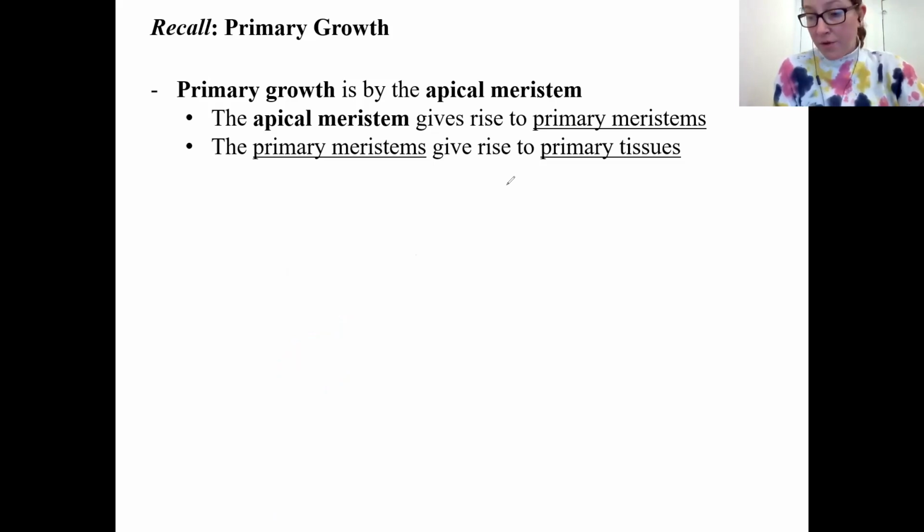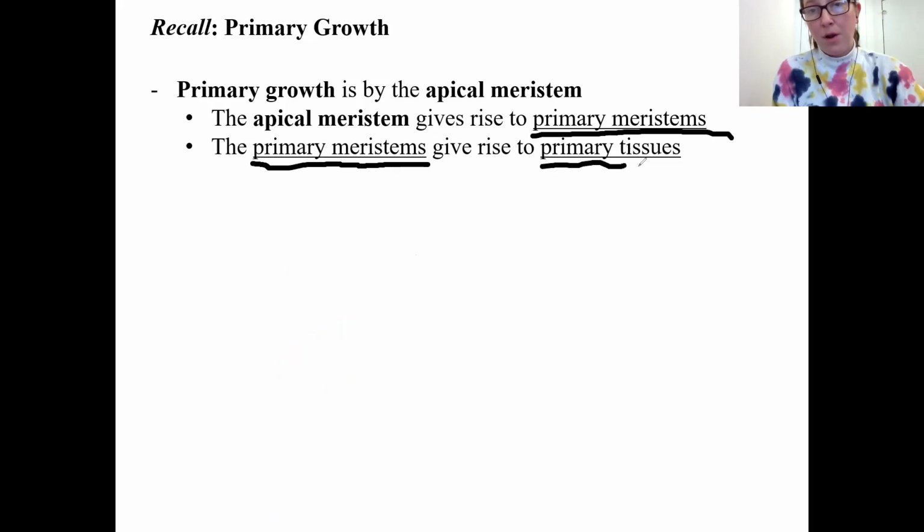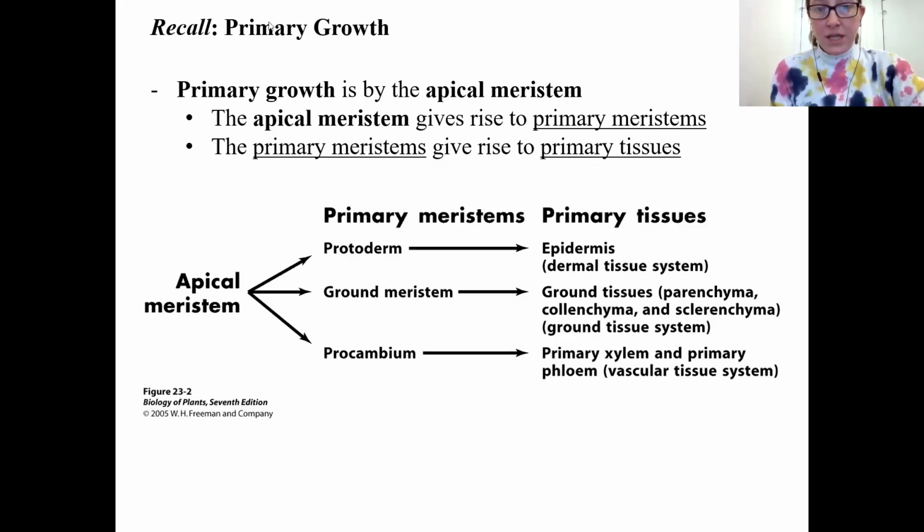So we're going to learn a few terms today about what tissues different meristems produce. The apical meristem gives rise to primary meristems. That's what the apical meristem makes. And the primary meristems are going to make primary tissues. We will see this slide a bunch of times going forward in the course, but I'm just getting you familiar with the terms today.